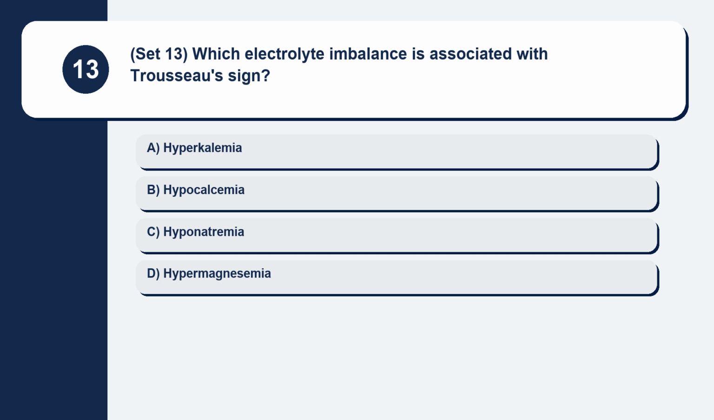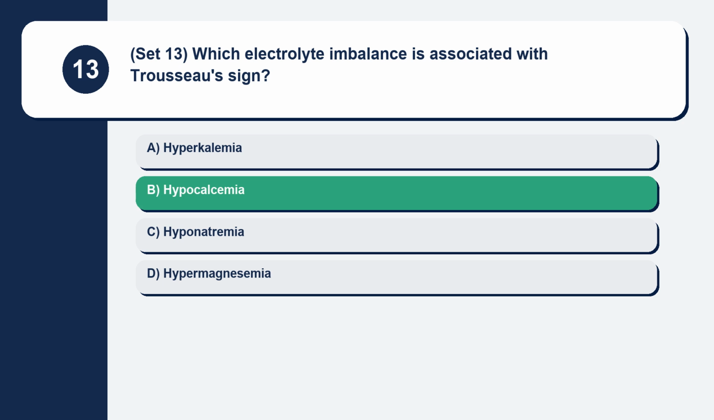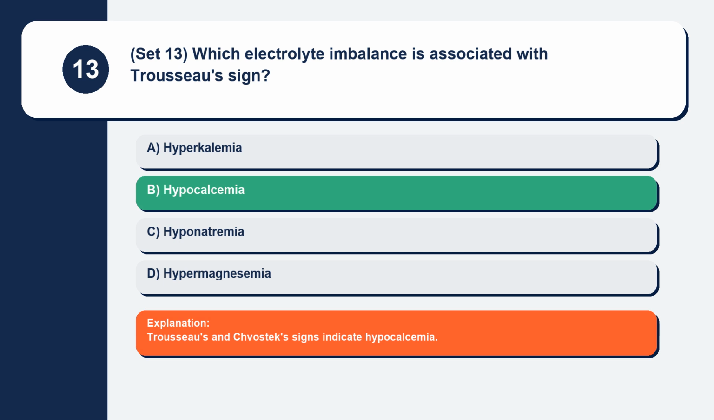Question 13. Set 13. Which electrolyte imbalance is associated with Trousseau's sign? Hyperkalemia, hypocalcemia, hyponatremia, hypermagnesemia. Trousseau's and Chvostek's signs indicate hypocalcemia.